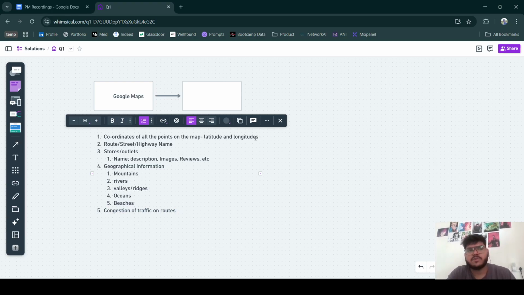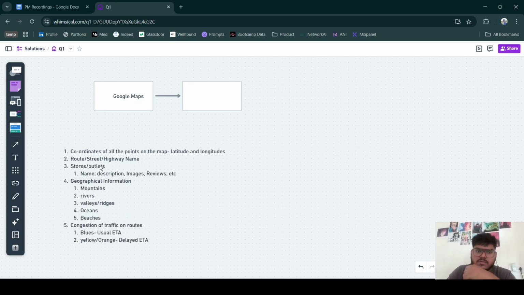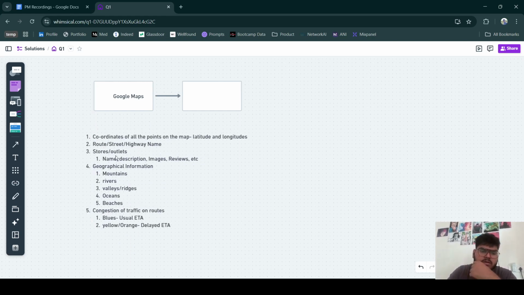So that is also a data point which we have on routes. This data is stored like that. If it appears blue, that is the usual ETA. It shows the usual ETA, and if it's colored yellow or orange, then it depicts a delayed ETA, so estimated time of arrival. So these are all the data points I'm considering here.